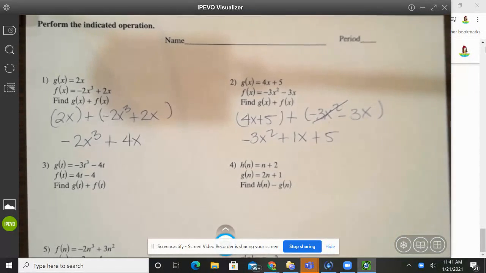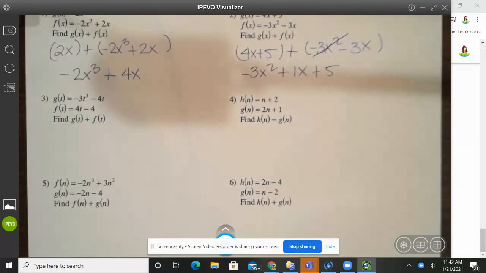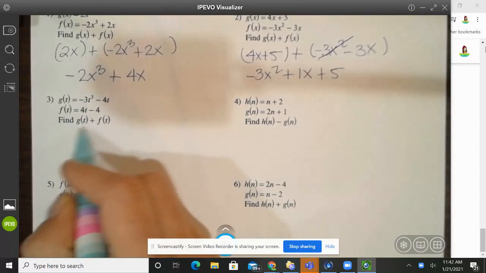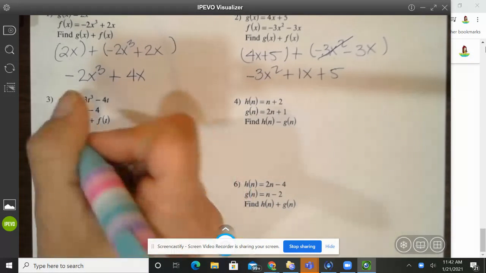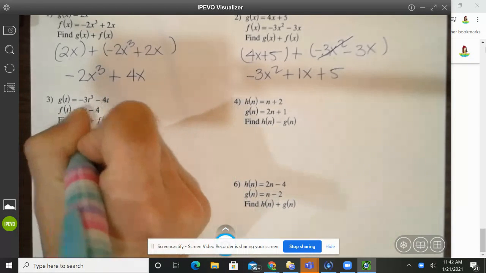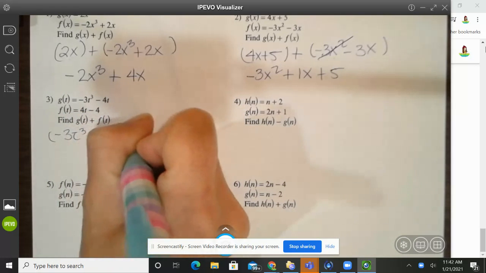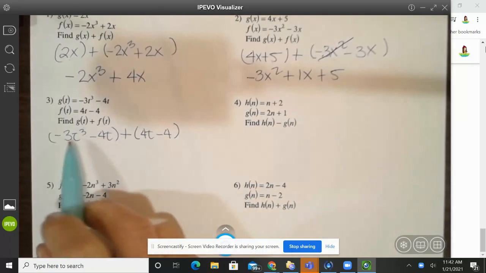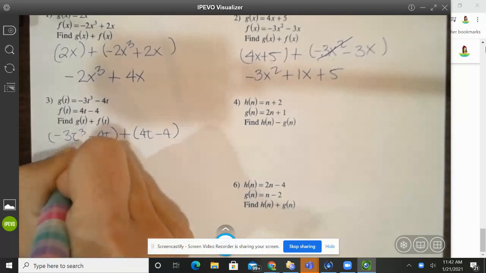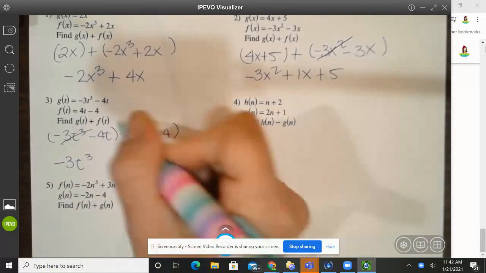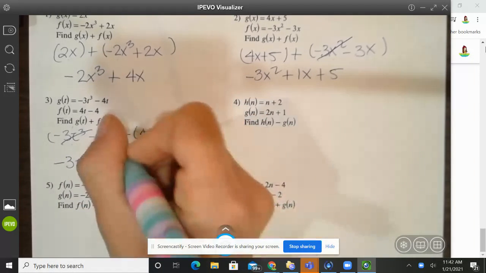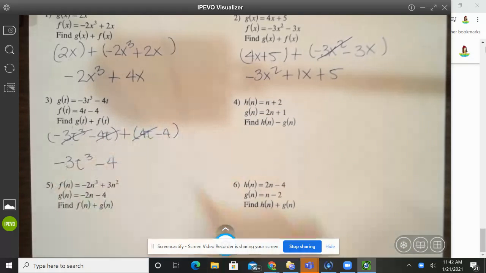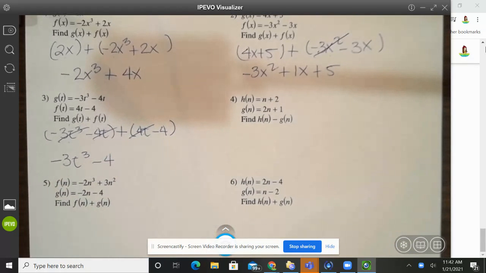Okay, combining like terms. All right, so let's do one more here quickly. We have g of t and f of t. You're told to add them, so I'm going to add them. That's negative 3t cubed minus 4t plus 4t minus 4, and then we combine like terms. My higher exponent goes in the front, t cubed. Then I have this one plus this one, that's 0. One is negative, one is positive, so that cancels. And then I have minus 4. And that's all I can do there.